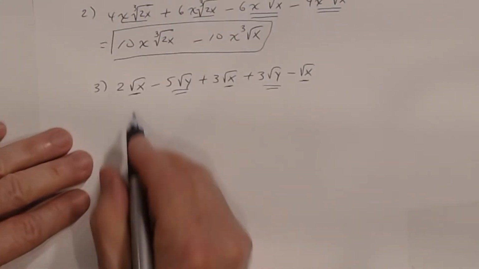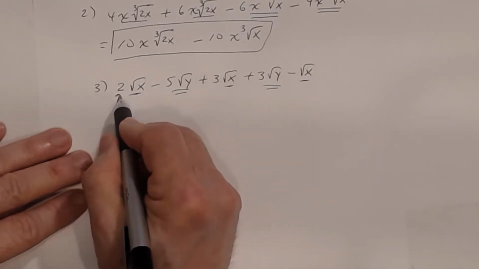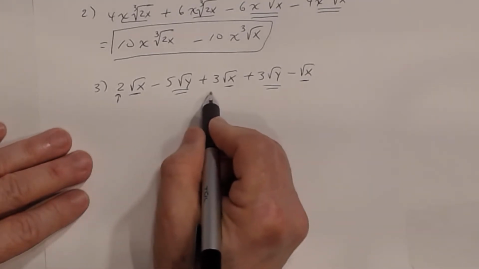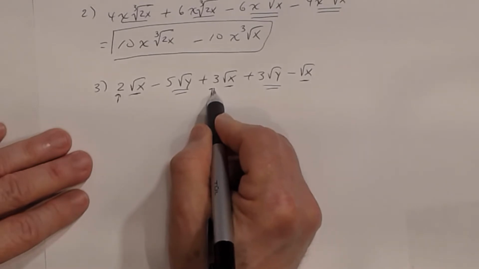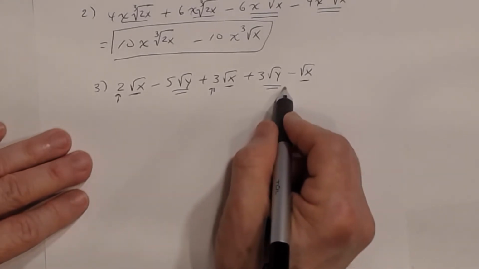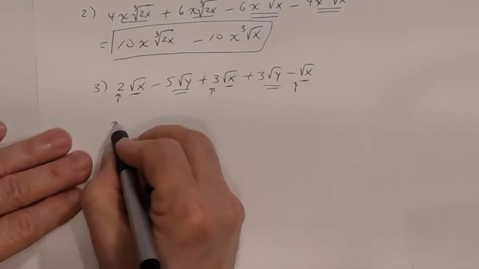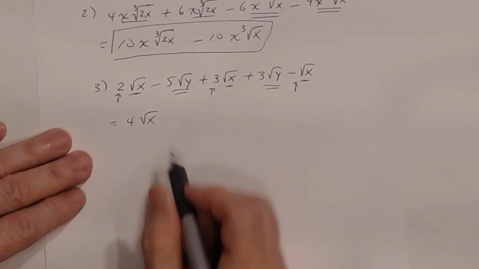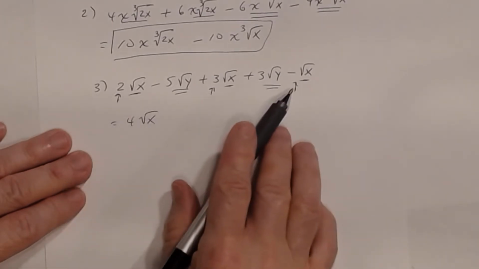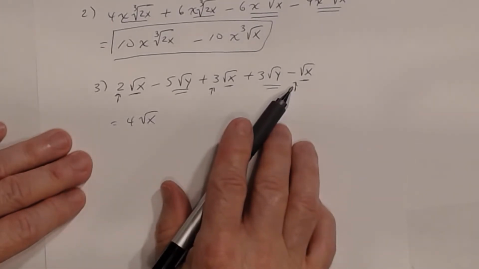So let's combine them. 2 square root of x plus 3 square root of x, that's 5, right? 5 square root of x subtract 1 gives me 4. So I get 4 square root of x. So those 3, since those are like terms, I can write it as 1.